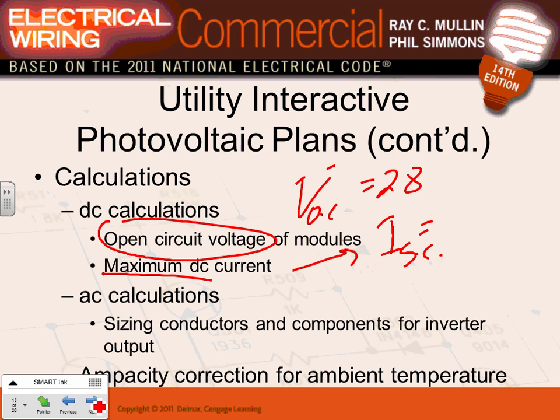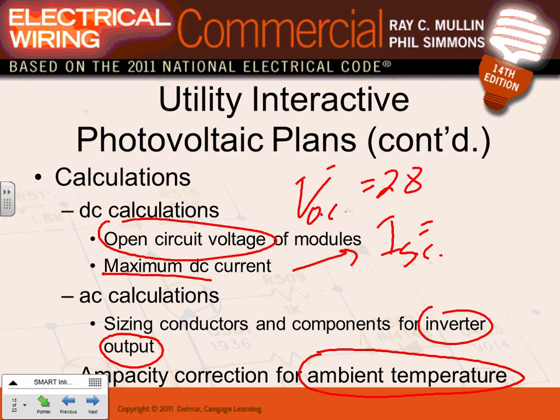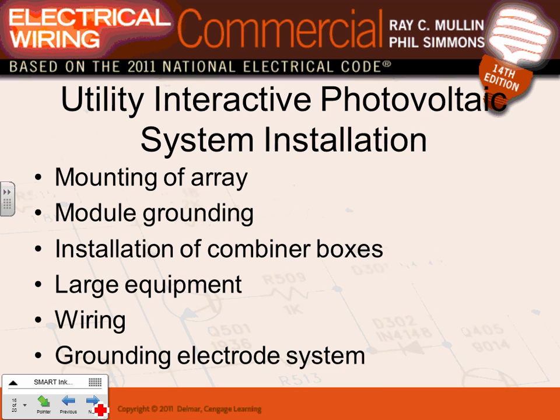These are for the panel. AC calculation, guys, is to size conductors and components based on the output of the inverter, because they're coming out, and 1.25. There's ambient correction that you have to do if you are on the roof. You also have to derate because conductors on the roof are exposed to two temperatures: the direct temperature and the temperature reflected from the roof. So that's basically the calculation that we do.